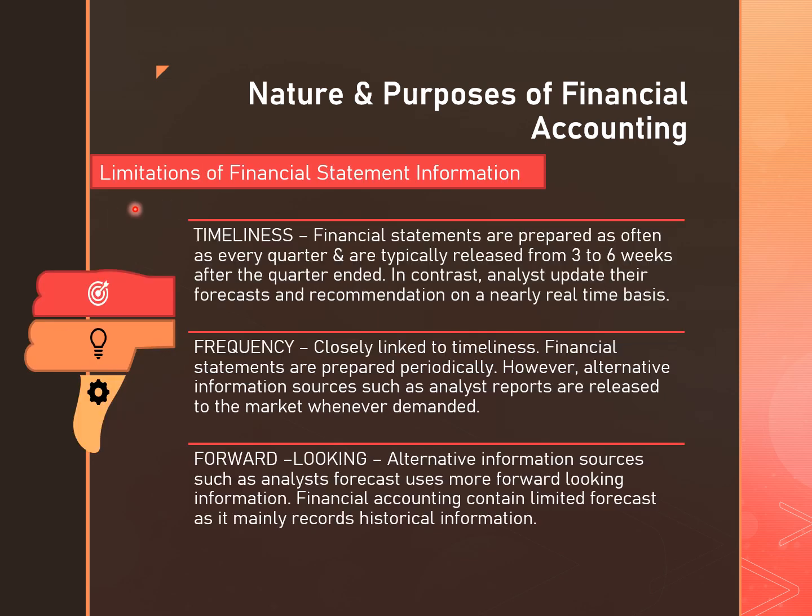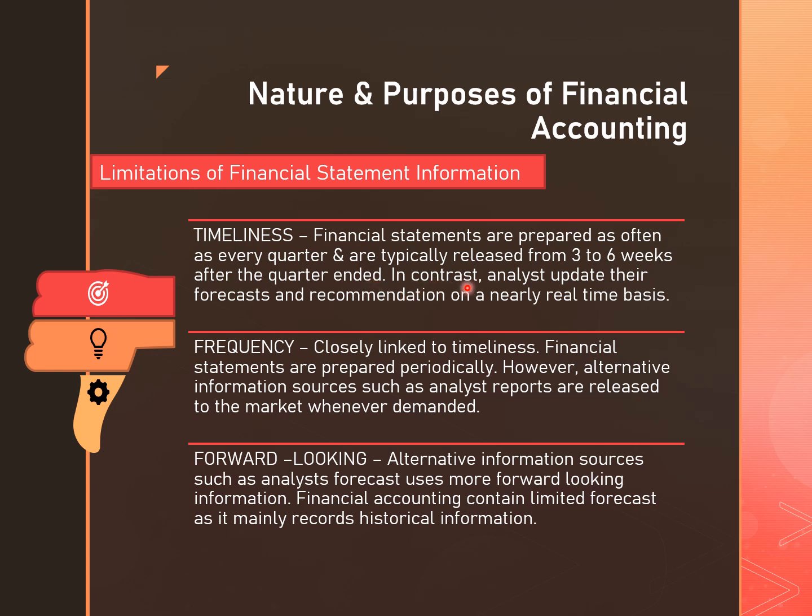Now, we're going to look at the limitation of financial statement information. The limitation is in terms of timeliness. Like I said before, the financial statements are prepared as often as quarterly and typically released from 3 to 6 weeks after the quarter ended. So, some companies do quarterly and some do yearly financial statements, right?